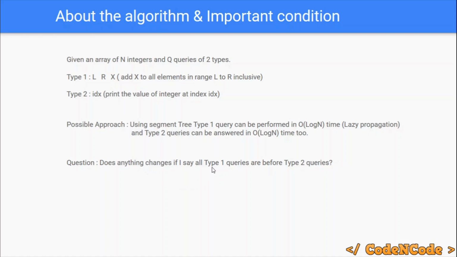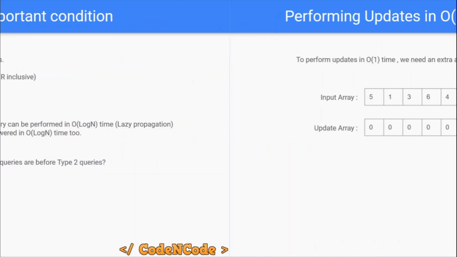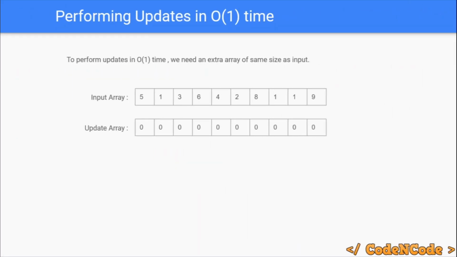So if the answer of this question is yes, if all of the updates are before the access of certain indices, or basically all of the type 1 queries are before type 2 queries, then we can apply the algorithm that I'm going to teach you. The updates you can perform in constant time. To perform the updates in constant time, of course we need an extra array of the same size as the input array. So this is the input array.